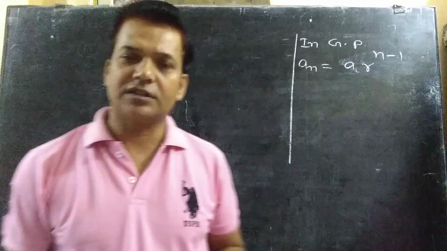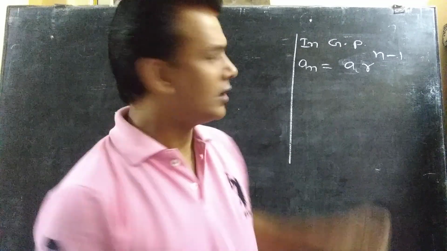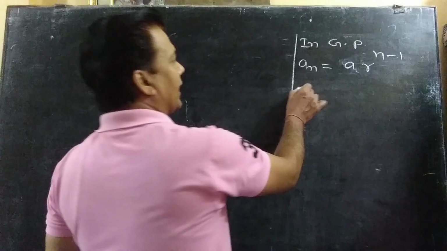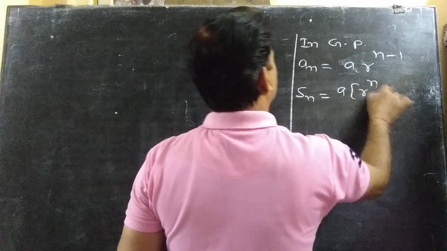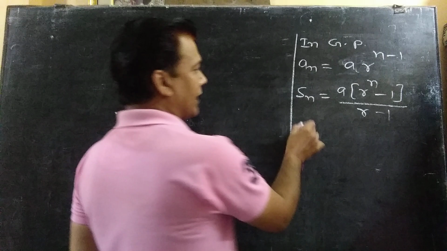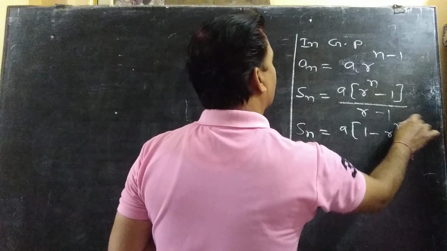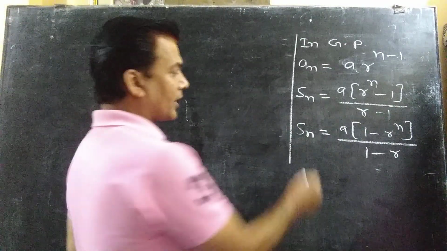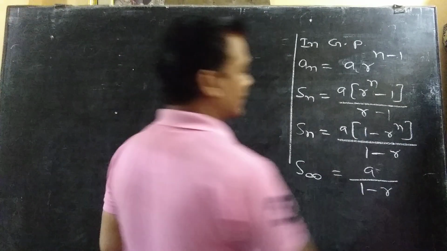Good morning, student. Yesterday we taught about geometrical progression in which the nth term is given by a into r raised to n minus 1 and the sum of n terms is given by a into r raised to n minus 1 upon r minus 1 if r is greater than 1, and Sn is a into 1 minus r raised to n upon 1 minus r if r is less than 1, and S infinite is a upon 1 minus r.